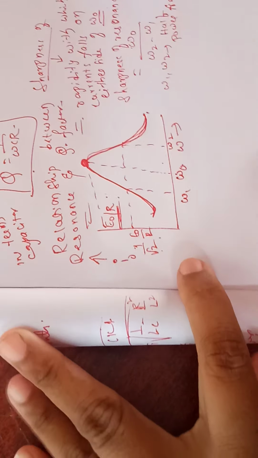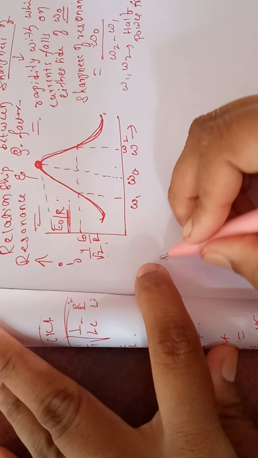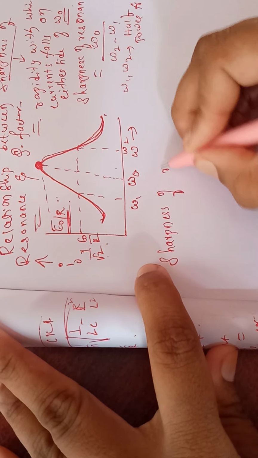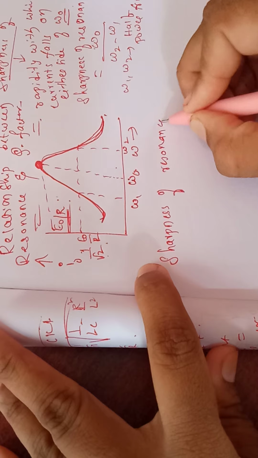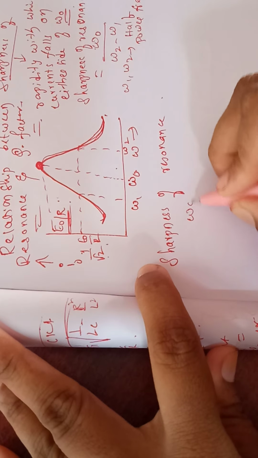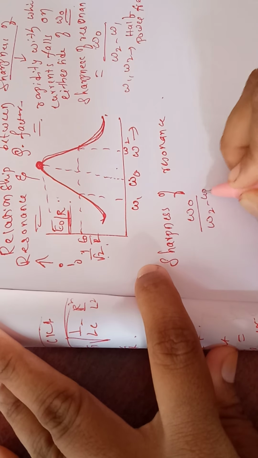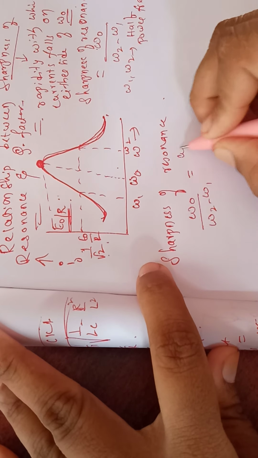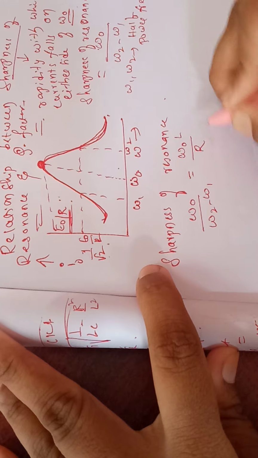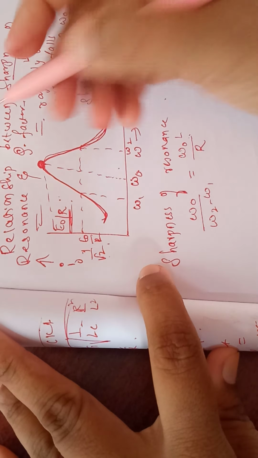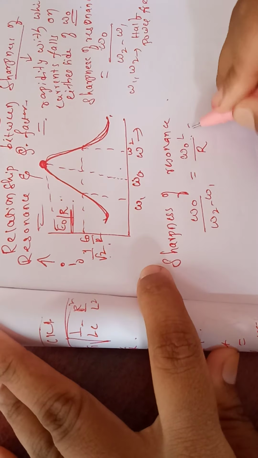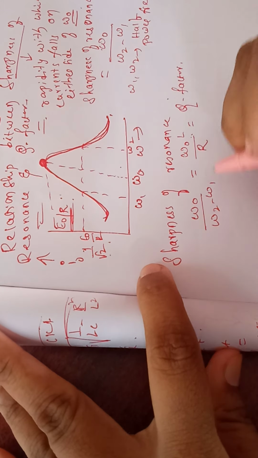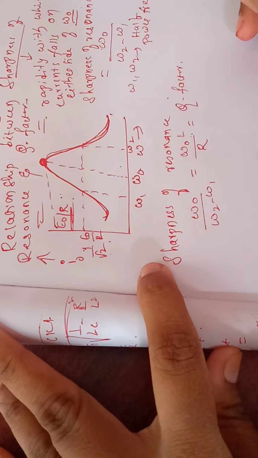And now this sharpness of resonance comes out as omega naught by omega 2 minus omega 1, which is equal to omega naught L by R. And this omega naught L by R, we have found, is the Q factor. So sharpness of resonance is equivalent to the Q factor.